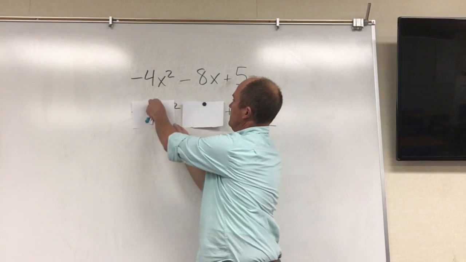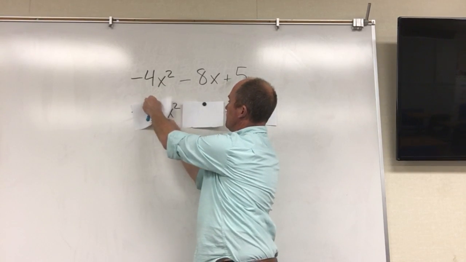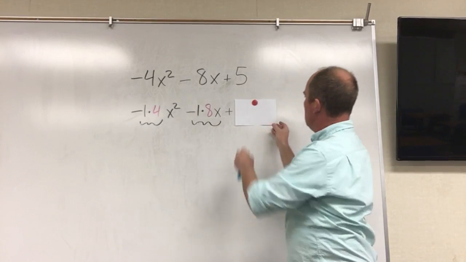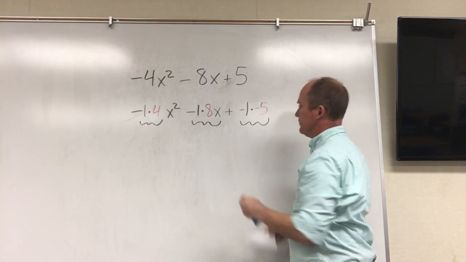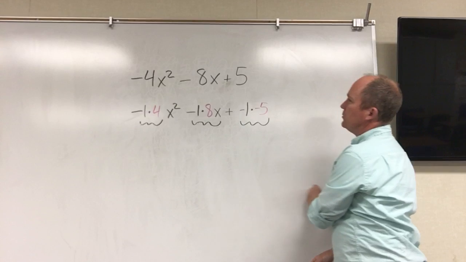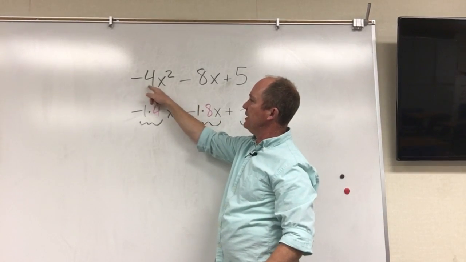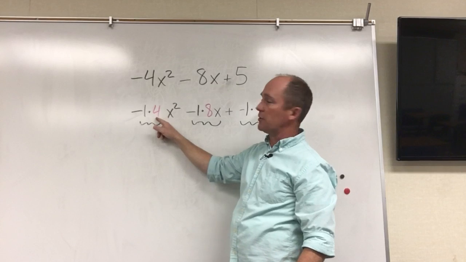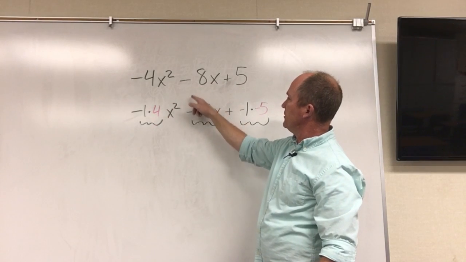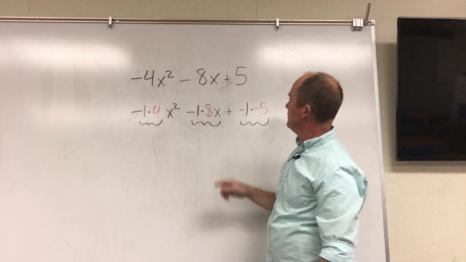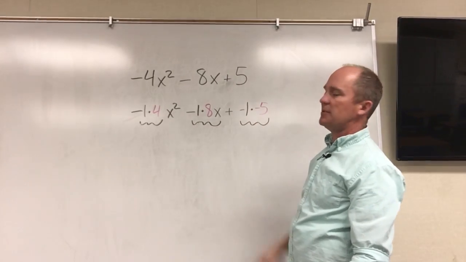So if I take a look and show you where this is coming from, I'm going to drop these all down here, in a non-elegant style, just getting these out of the way. What's allowing us to do this is we're basically pulling out a negative, right? So -4 can be thought of as -1 times 4. -8 can be thought of as -1 times 8. And then 5 can be written as -1 times -5.